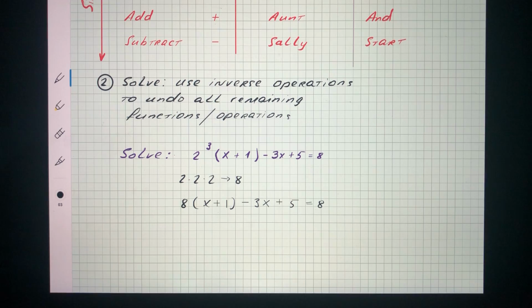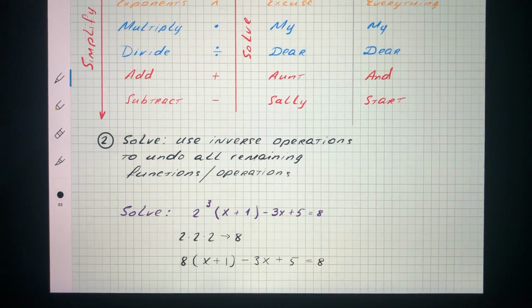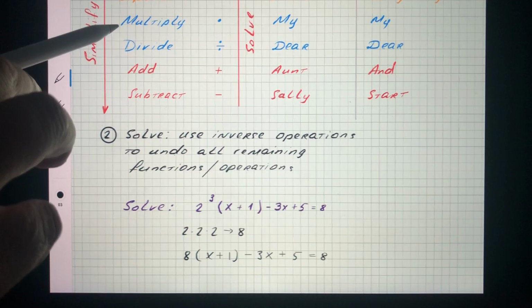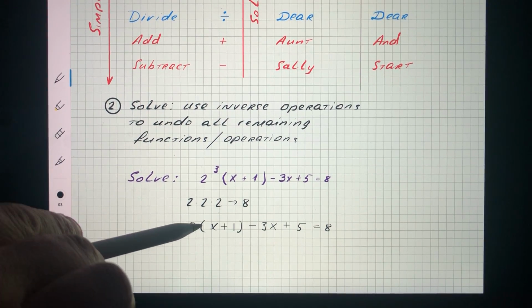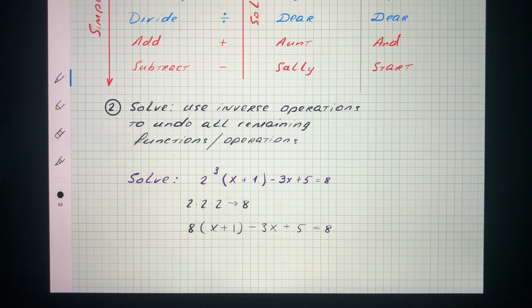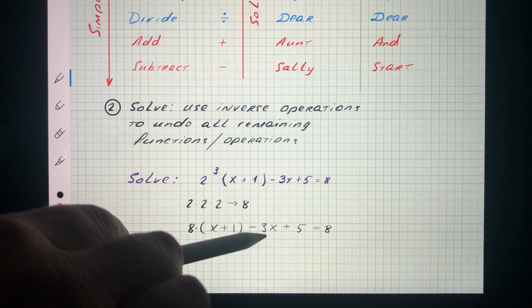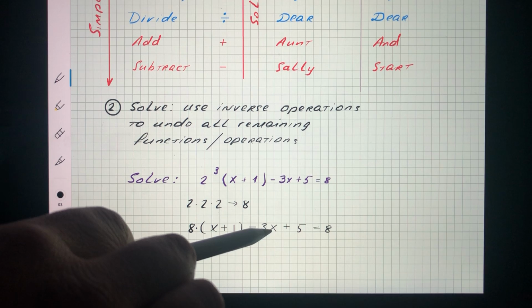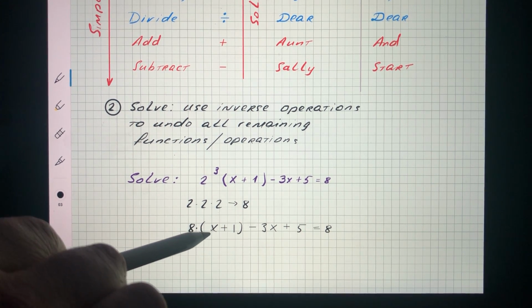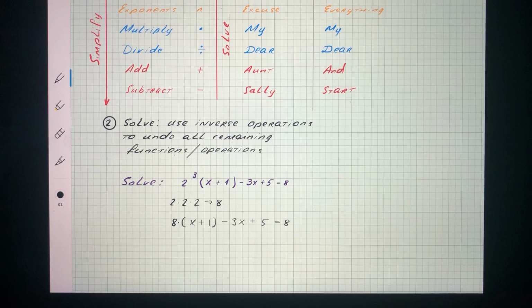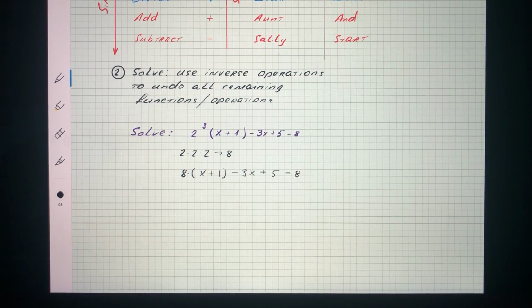The next thing is multiplication and division. Multiplication is between numbers and parentheses, so here is a multiplication. Multiplication is also between letters and numbers, so this is 3 times x. We can multiply through the 8 and simplify. 3 times x is already multiplied, so there is nothing else to do. 8 times x becomes 8x. 8 times 1 becomes 8. Minus 3x plus 5 is 8.